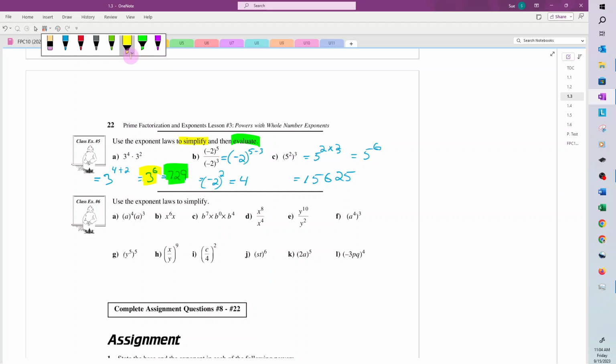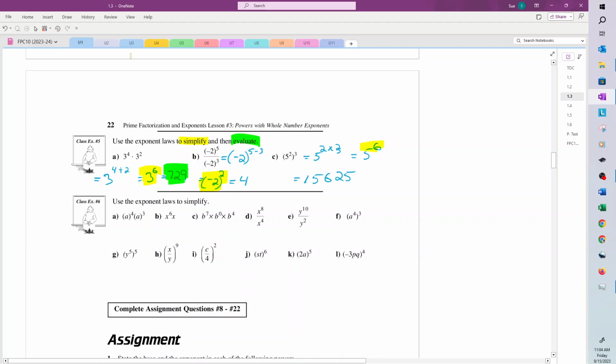I don't know why they make that so difficult. This is the simplified, and this is the evaluate. Okay?